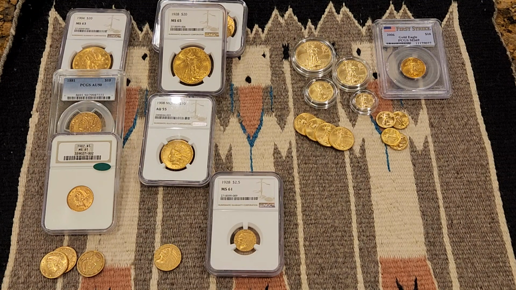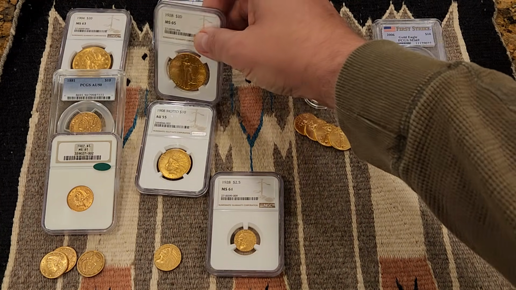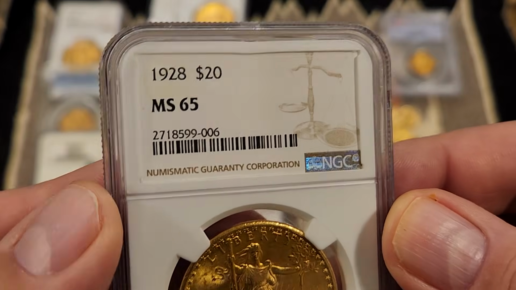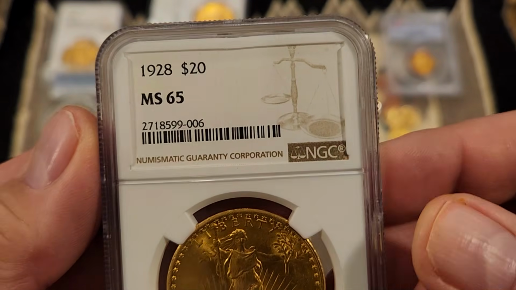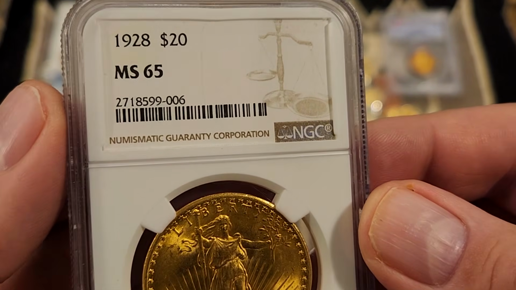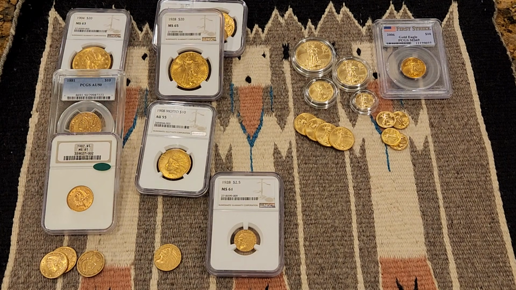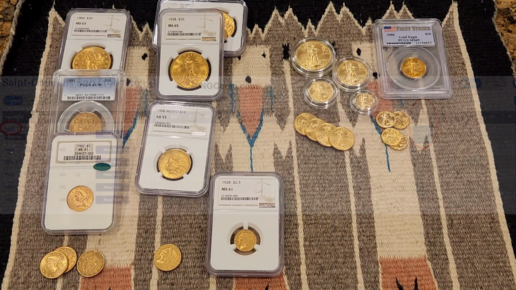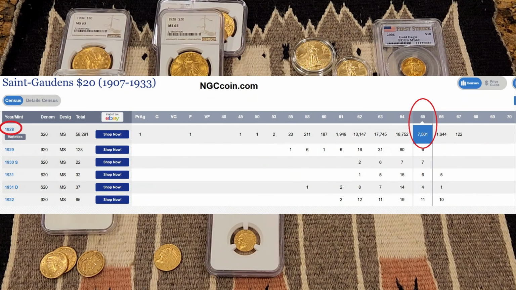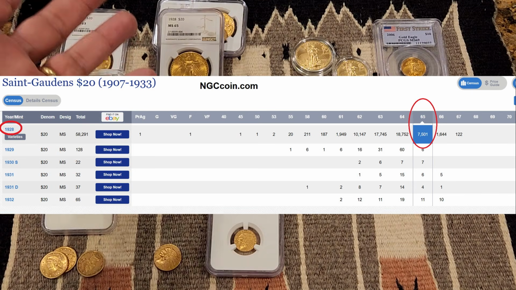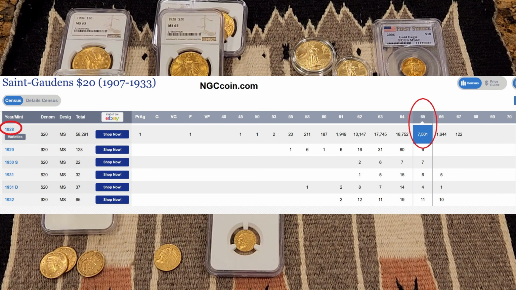These third-party graders also keep very good records about the number of pieces that they have seen for every year and mint mark, and they also indicate the grades for which they have seen these pieces. An example like this is a 1928 Philadelphia. Again, there's no P, though sometimes we do see a P for Philadelphia. It's a 1928 $20 Saint-Gaudens piece in MS65 condition. You can go to NGC's website. This is an NGC slab or holder. And they will tell you exactly how many pieces they have graded from the 1928 Philadelphia $20 Saint-Gaudens Double Eagle in mint state 65 condition. This is a mint state 65 piece.